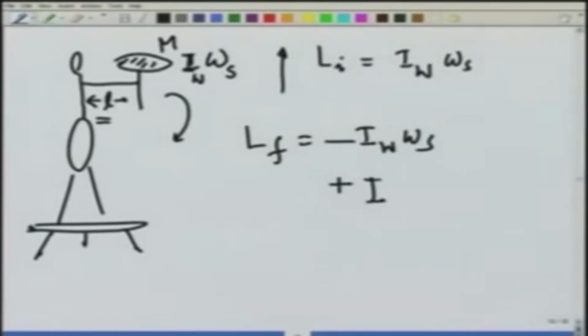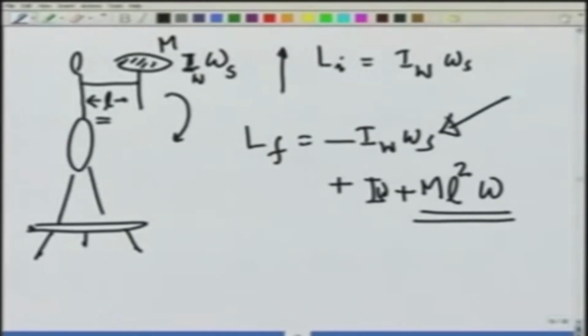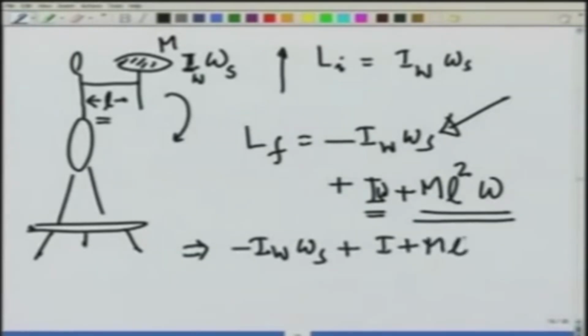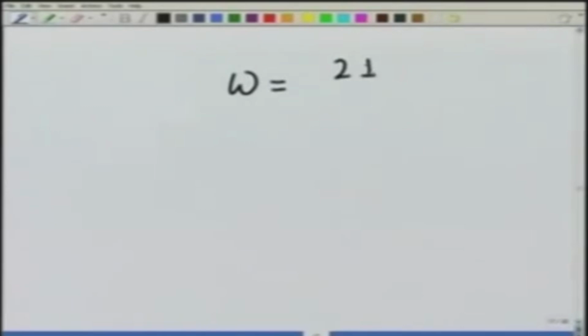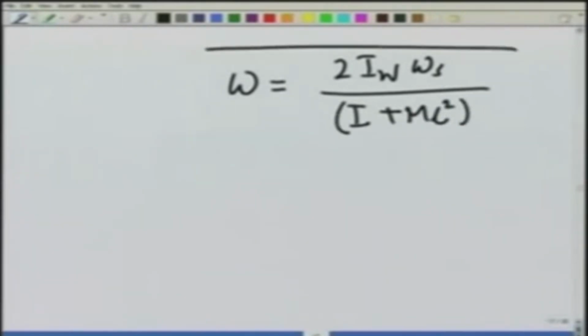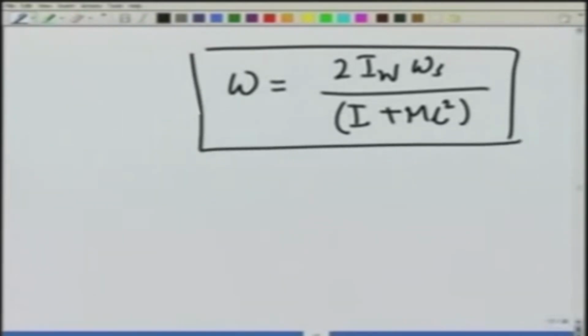Let my own moment of inertia be I, plus there will be a moment of inertia of the wheel, m L square, or you can say that the angular momentum of the wheel is the angular momentum of its center of mass plus angular momentum of it about its center of mass, plus my own angular momentum, and therefore that gives me minus I wheel omega s plus I plus m L square omega equals I wheel omega s, or omega with which I move is equal to 2 I wheel omega s over my own moment of inertia plus m L square, from the conservation of angular momentum.